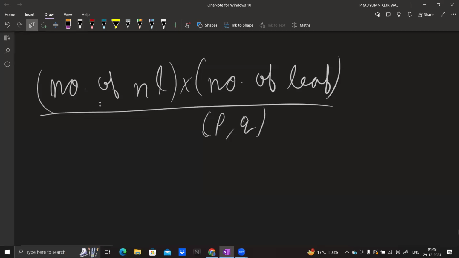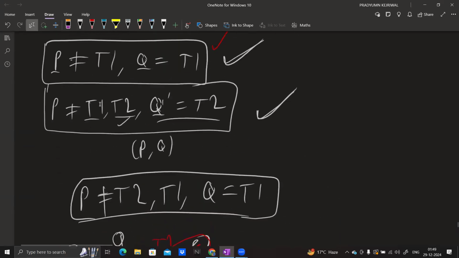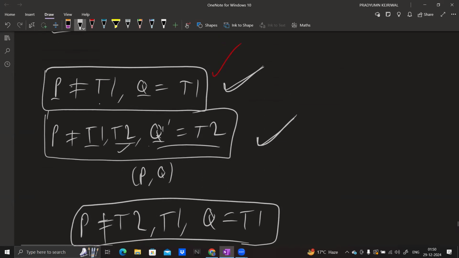And for the second one, it is a bit tricky. We want this to be of type 2 and P should not be of type 1 and type 2. So what we can do is count the number of P comma Q pairs such that the next node to Q is of type 2 and P is not of type 1 and type 2 both. So actually we have to do it in O(n).